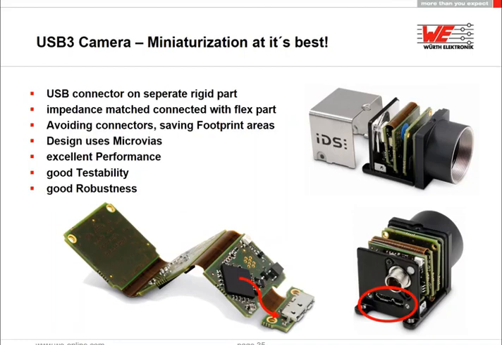We also succeeded to avoid internal connectors and cables. So this provides an excellent performance, a good testability, and a good robustness for this system. So, by the way, the system is around about 28 millimeters by 28 millimeters by 28 millimeters. So it's really, really small.